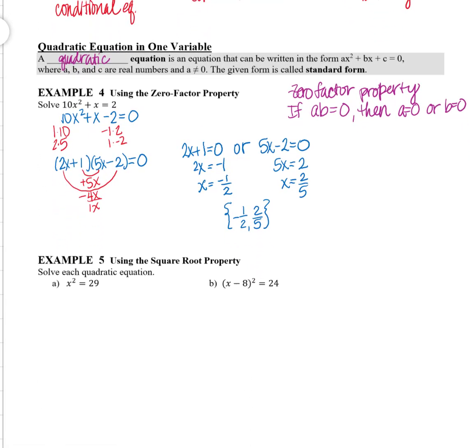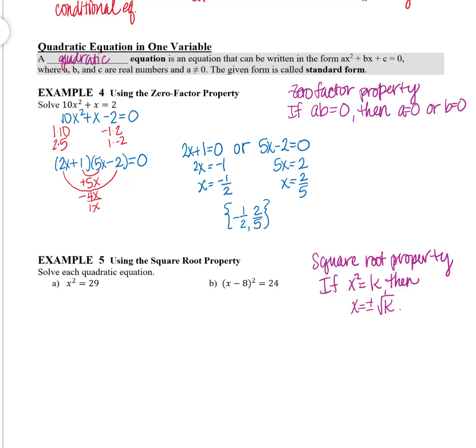Example 5, we're also solving a quadratic equation, but now we're going to use the square root property. So let's write out what that is. So the square root property says that if we have x squared is equal to k, then x is equal to plus or minus the square root of k. So if we have something squared equal to a number, then x is equal to plus or minus the square root of that. So let's try using this property to solve these equations.